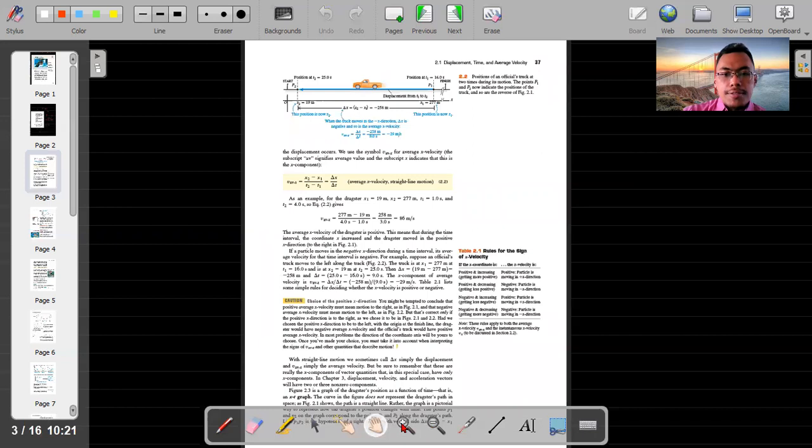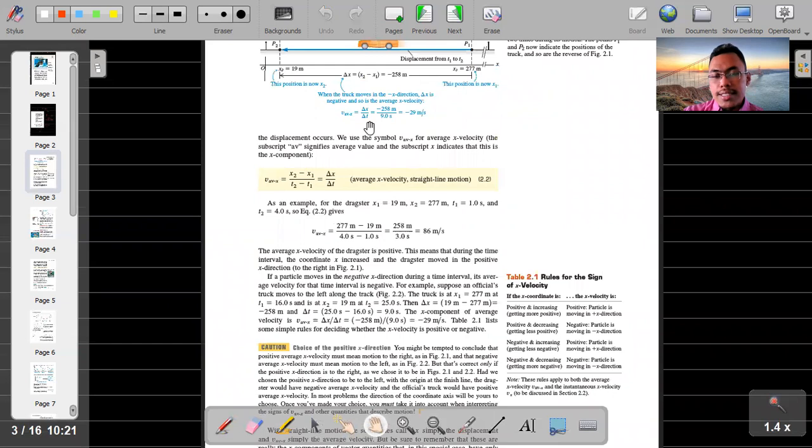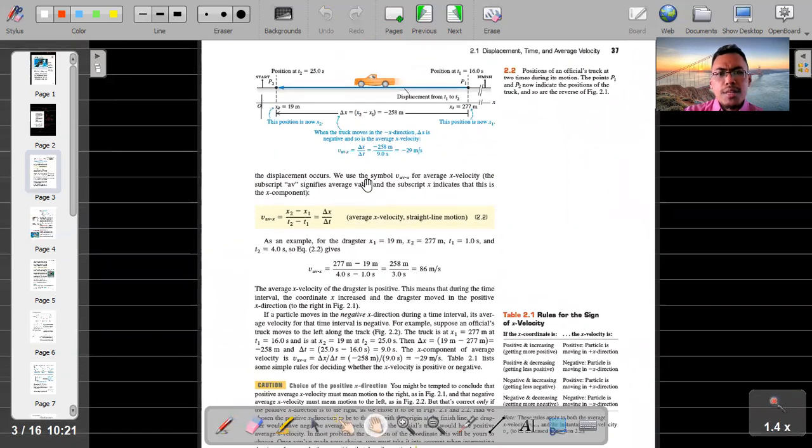Next we have another example. You can just read this by yourself, because it's still the same. But in this case, the car moves from right to left. So we have a minus here, because the car moves in the negative x direction. That's why velocity takes into consideration the direction, because it's a vector.